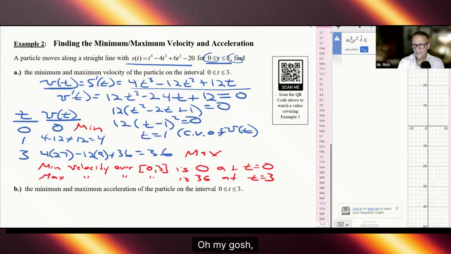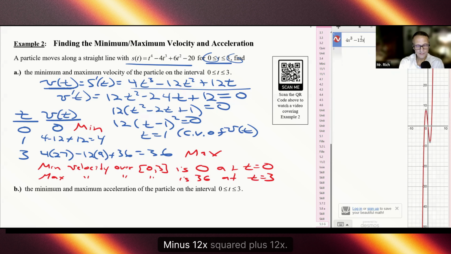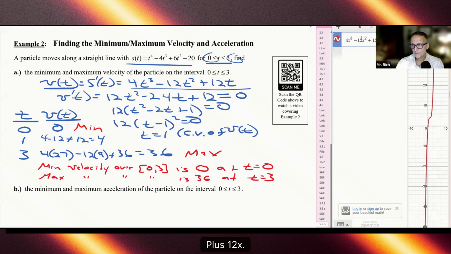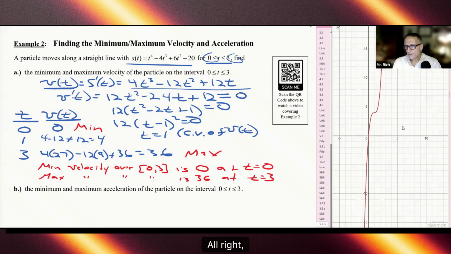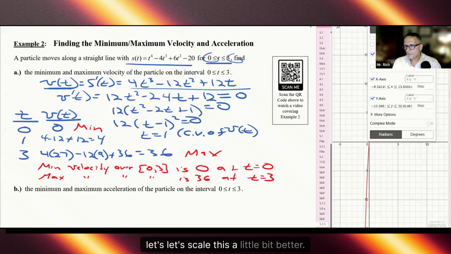Okay. Oh my gosh, that's not going to work. 4x to the third, 12x squared plus 12x. That's not going to work either. Plus 12x. Okay, there we go. All right, let's scale this a little bit better.